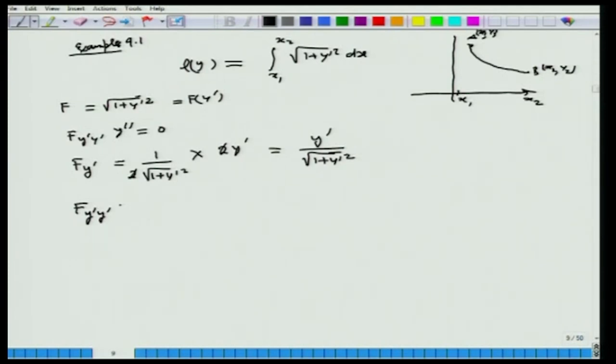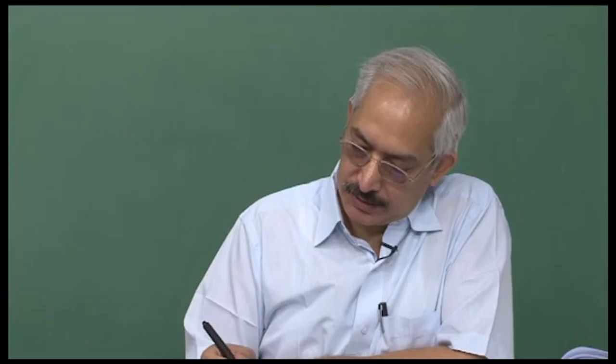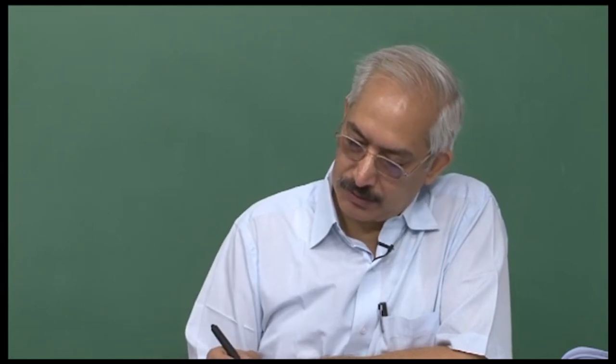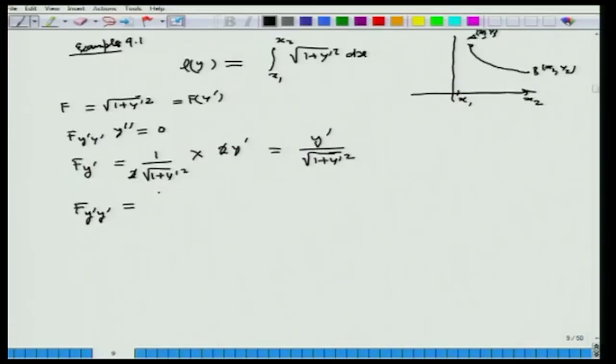Here, of course, y prime is the only variable. So it is the ordinary derivative of that with respect to y prime. So we get here 1 into this 1 plus y prime square, minus y prime over 2 into 1 over this square root of 1 plus y prime square, and then y prime here, over 1 plus y prime square.